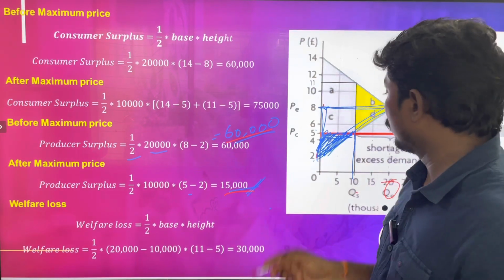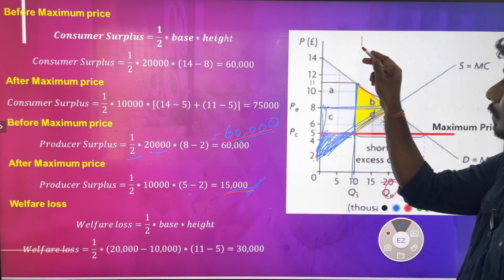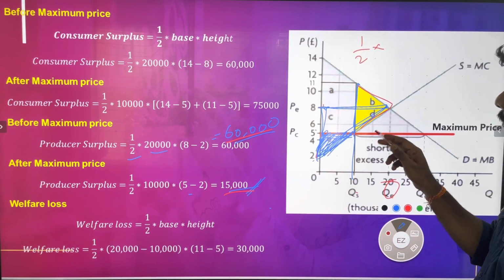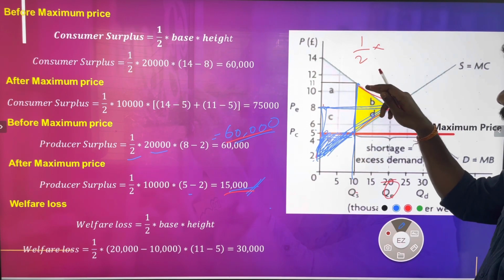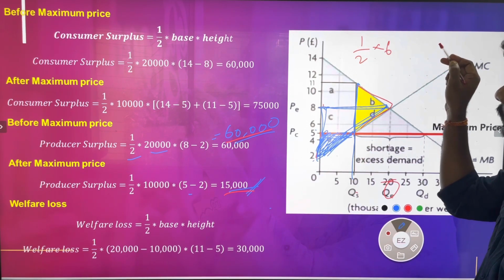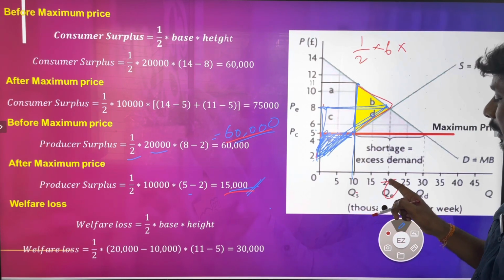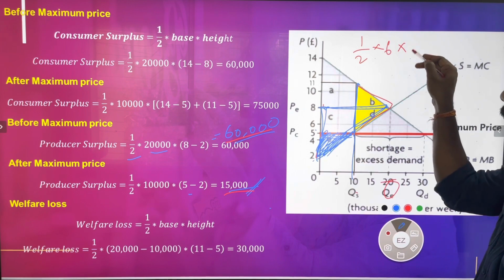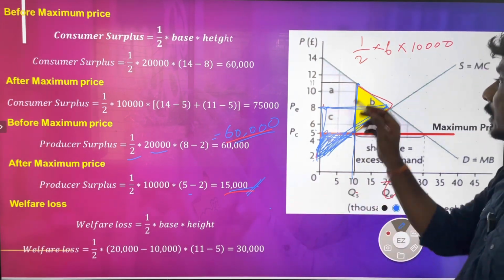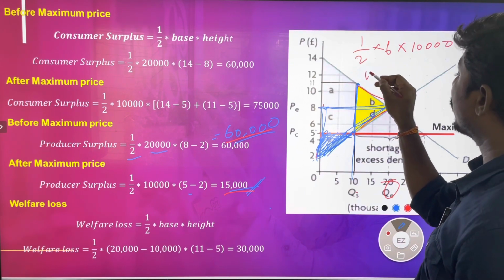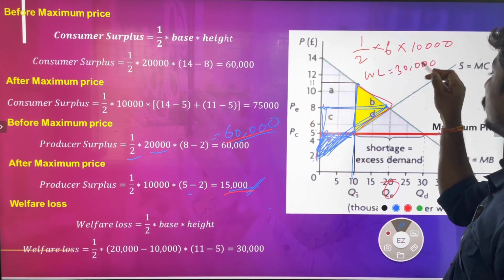And the welfare loss is equal to this area, half into base into height. The height is 11 minus 5, so it is 6, into the difference in quantity, 20,000 minus 10,000, so 10,000. So we'll get 30,000. So the welfare loss is equal to 30,000, right?